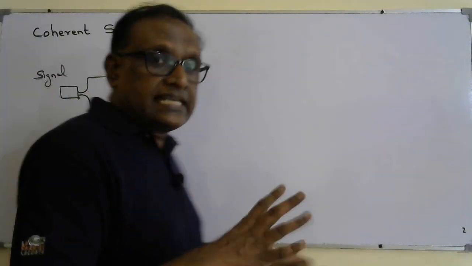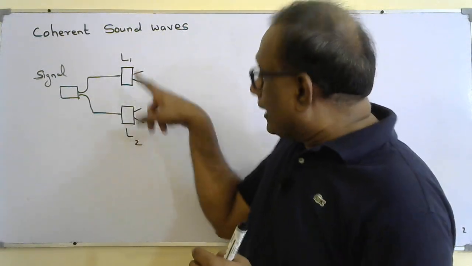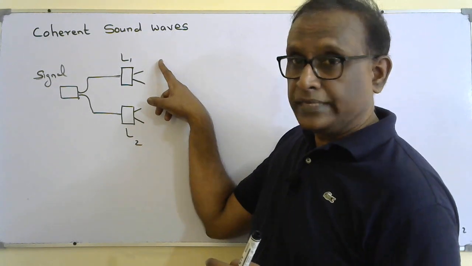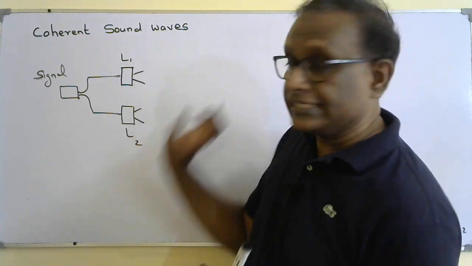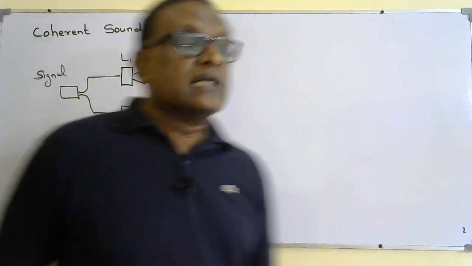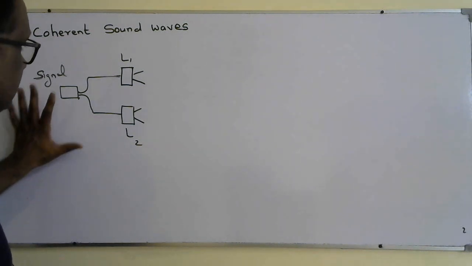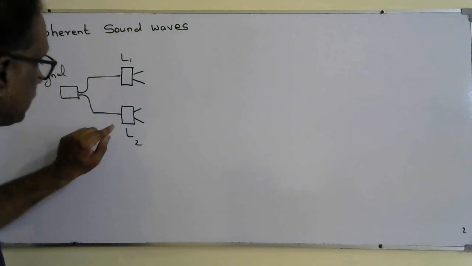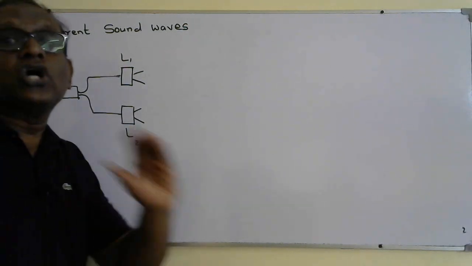So if there is a change, or maybe a very small time delay, whatever happens to the first loudspeaker will happen to the second loudspeaker also. So the phase relationship will remain constant. When you connect the two loudspeakers to the same signal generator, whatever changes happen to L1 will happen to L2 also. So the phase relationship will remain constant.